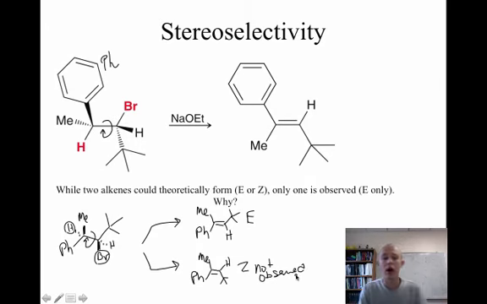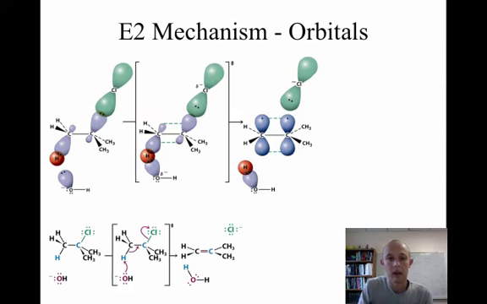In order to understand why only this product is formed, we need to understand the mechanism on the level of the molecular orbitals. Let's take a very easy starting material and look at the orbitals that are involved in the E2 reaction. So if we just have chloroethane, and we use hydroxide as the base here.